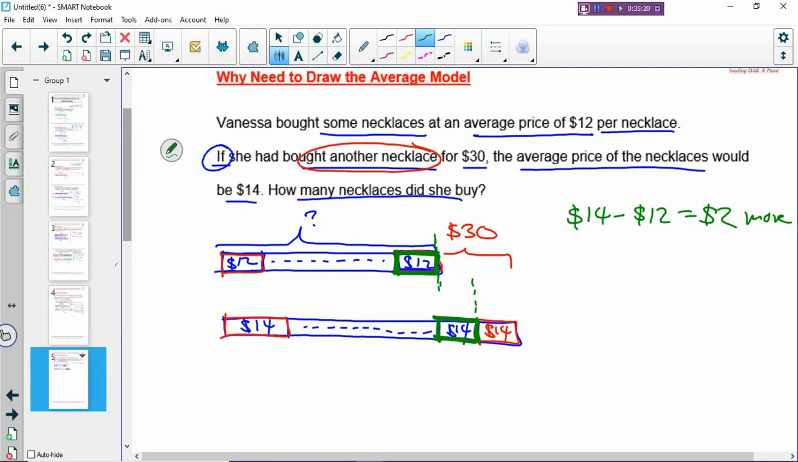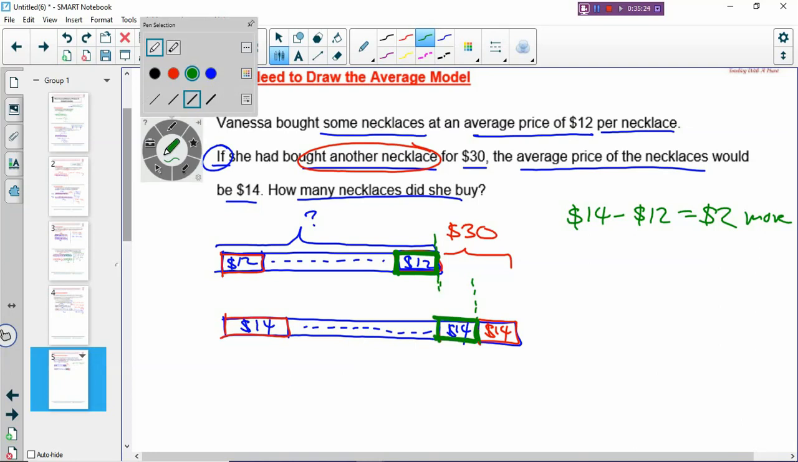Okay, so you're talking about the same necklace now. Then you can see two dotted lines, and what do you do? You find how much is in between. What is in between the dotted lines? So that will be 30 minus 14. So there is a difference of $16.